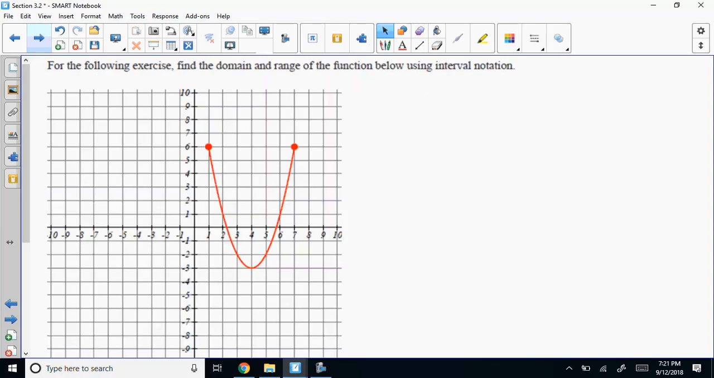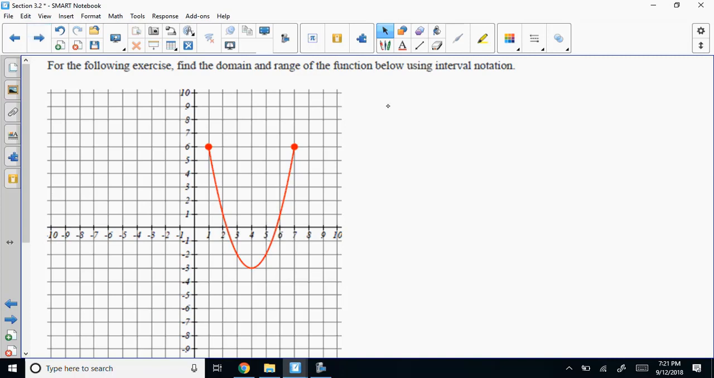Okay, so let's look at this one because I could have picked a slew of examples to use, but I thought we'd look at some that were at least useful on some things and allow you to look at different stuff. Find the domain and range of the function below using interval notation. Well, first off, does this function go on forever? How do you know? You have closed dots there, right? There's a finite ending point on that.